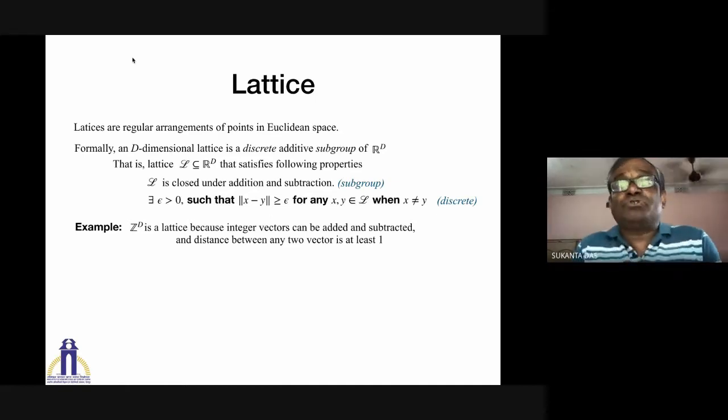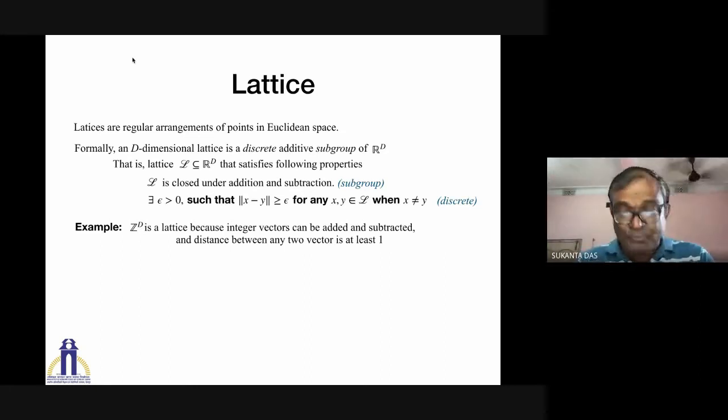And the distance between any two distinct vectors is at least one. So Z to the power d forms a lattice for any d, whether d is 1, 2, 3, because both the conditions are satisfied.